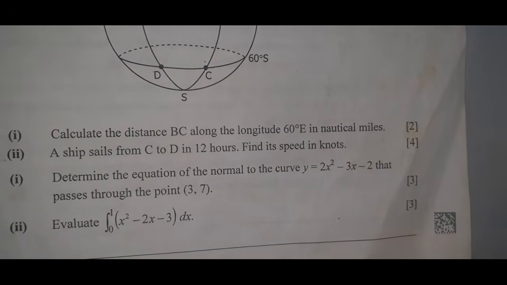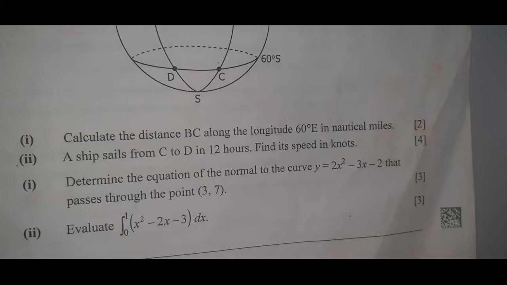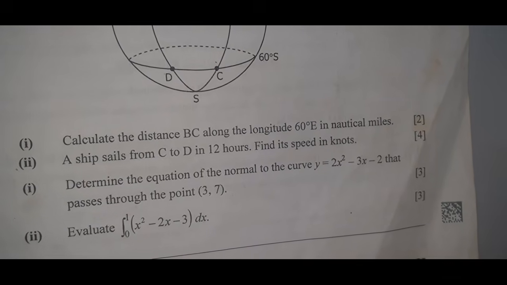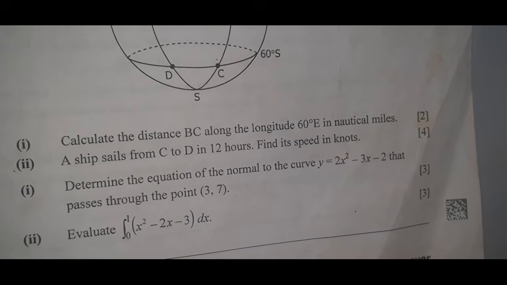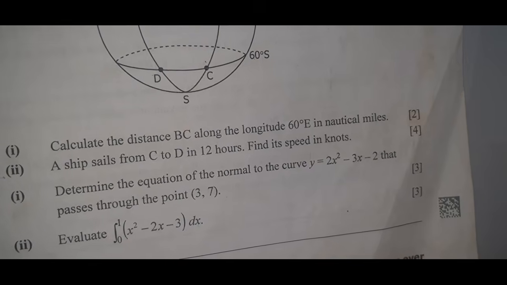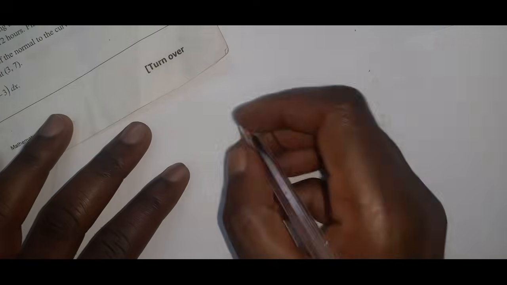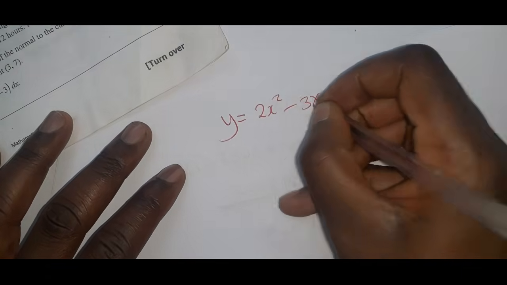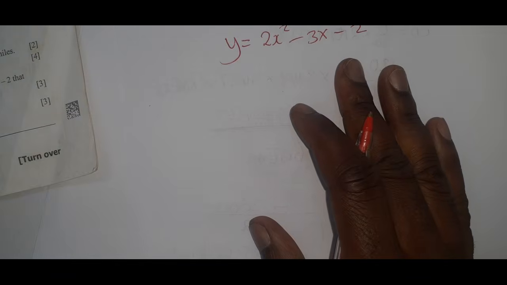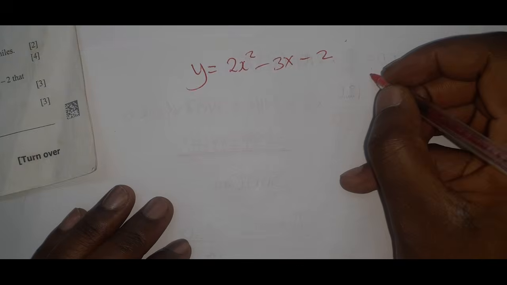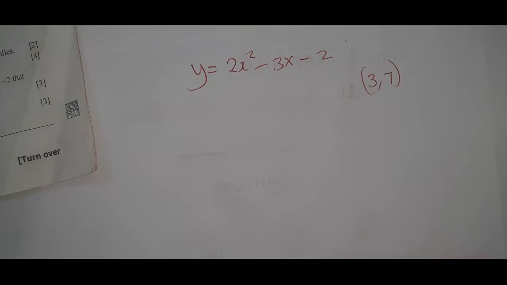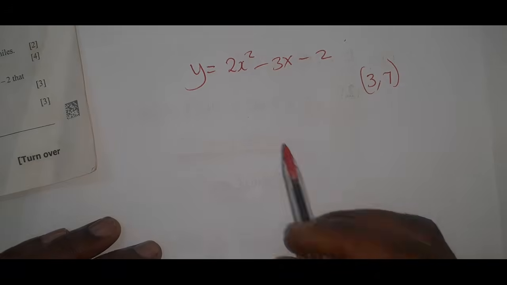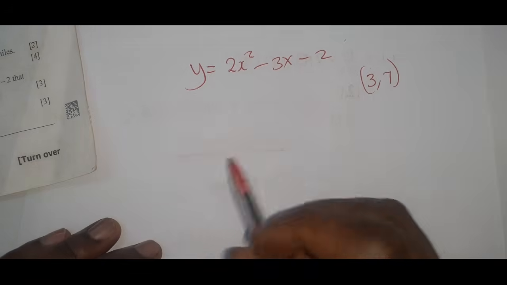Part B says determine the equation of the normal to the curve y is equal to 2x squared minus 3x minus 2 that passes through the point 3, 7. Okay, let's do this one. So the equation that we have is y is equal to 2x squared minus 3x minus 2. We want the equation of the normal, and it should be passing through 3, 7. So the first thing that we're supposed to do here is to find the gradient.